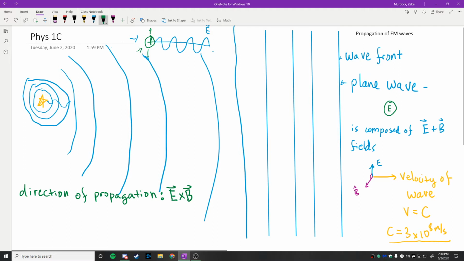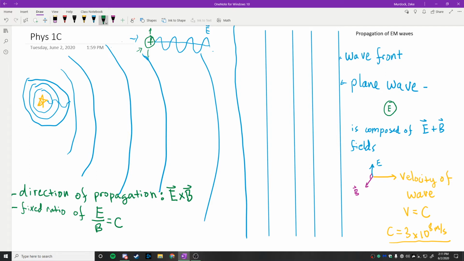We also know, another thing that we know about this type of wave, is that it has a fixed ratio of E over B. The electric field magnitude divided by the magnetic field magnitude happens to be exactly equal to the speed of light. That's something that we're going to use.